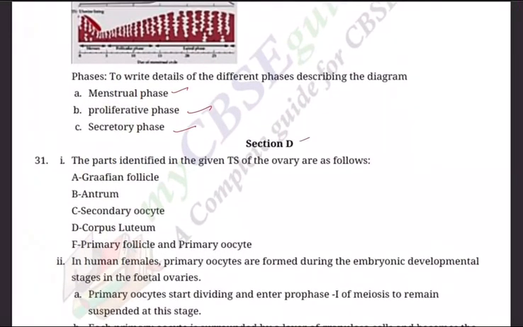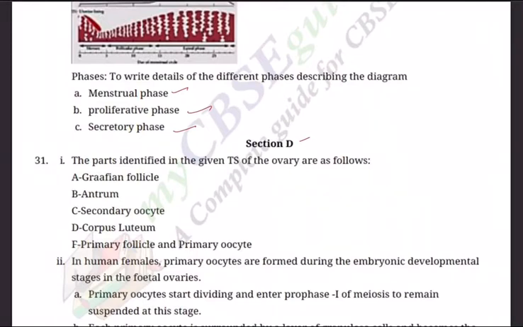Next, section D. These are, as I said, 5-mark questions, and there will be internal choice for each one. So you can attempt whichever has the choice, so that the probability of you getting more marks is more than attempting a straight question. Okay, where a lot of description is there.